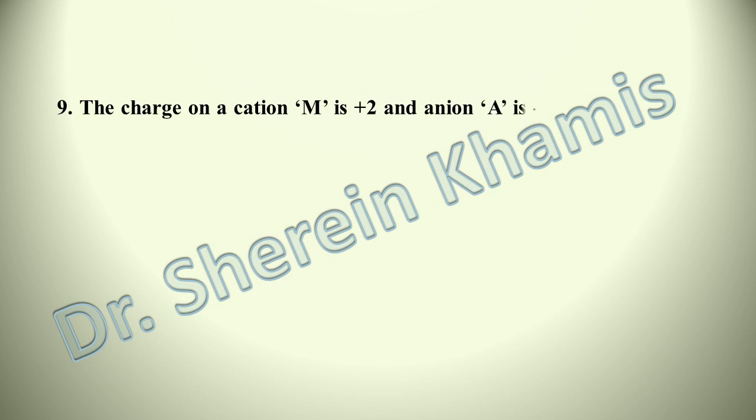The last question of our lesson today. The charge on cation M is plus 2 and the anion A is negative 3. The formula of the compound formed is, okay, do you think what? We will write M and above it plus 2, M plus 2, and above A negative 3. Okay, we make exchange for the valences. So A take or give 3 to the M.